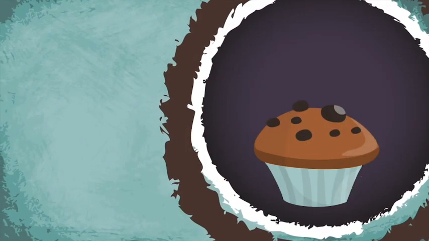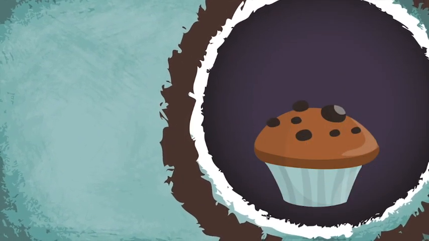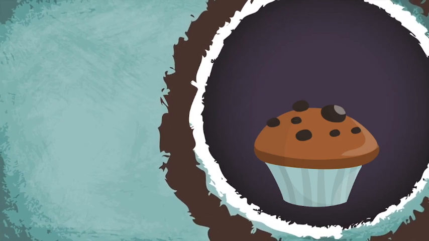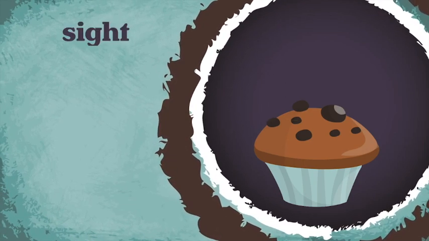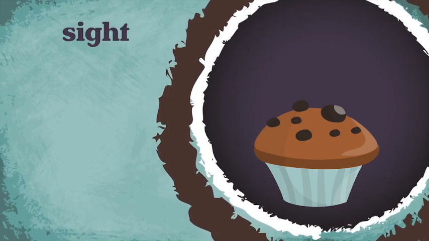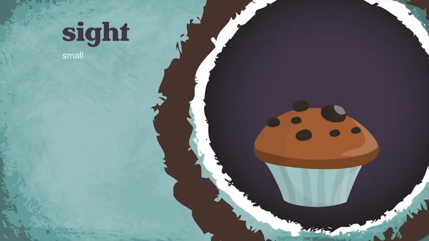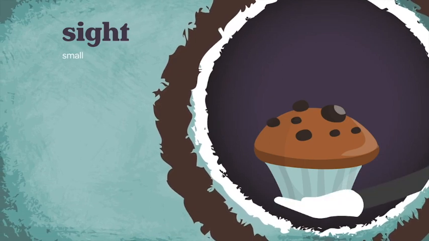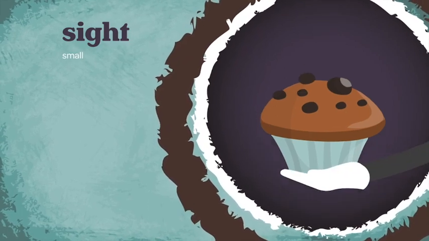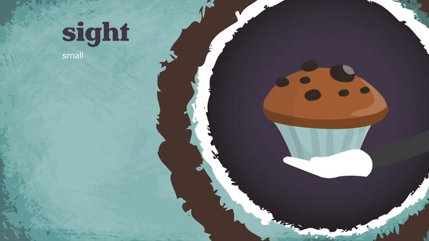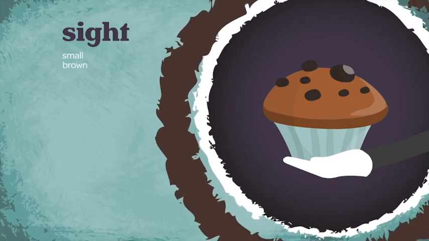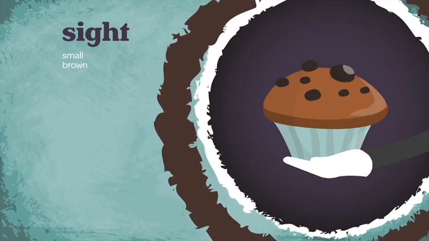Now, observe one last object. What characteristics can you use your sense of sight to notice? You can see that the object's size is small. You can fit it in your hand. You can also see the object's color. It is light brown and has black specks.